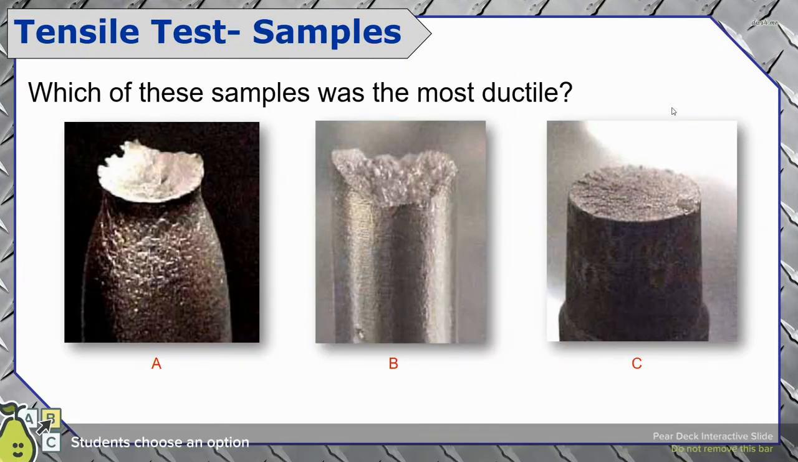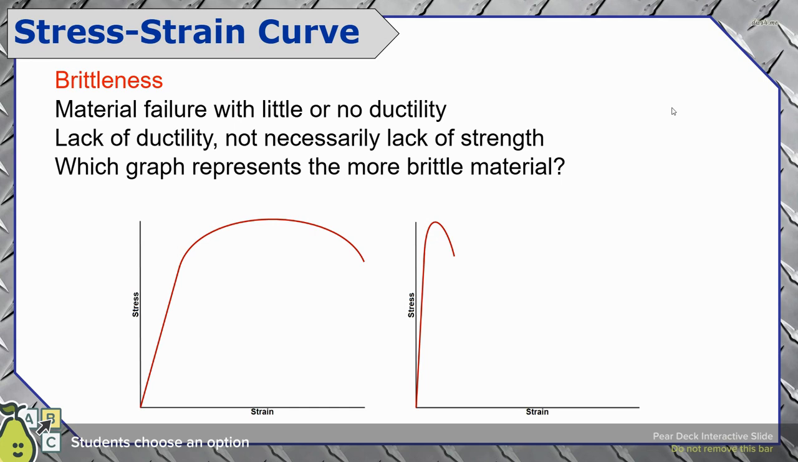Which of these samples was the most ductile? A is the most ductile material, which we can see from the amount of stretching and deformation that went on before fracture. C was the least ductile because we see a really brittle shear where the material split, and B is somewhere in the middle. There's some amount of plastic deformation, but not very much.